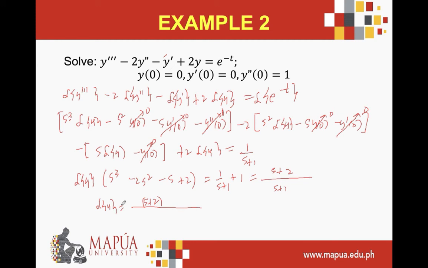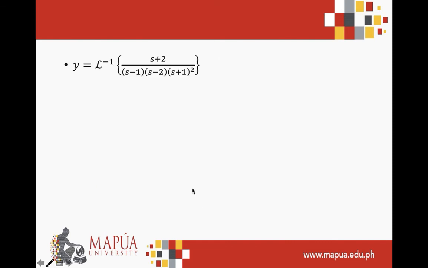You can use your calculator, so this will give you s plus 1, you can check later, s plus 1, s minus 2, and then s minus 1. So s plus 1, s minus 1, s minus 2, and then this is s plus 1 quantity squared. So let's move to the next slide, no? And then you solve for y here. When you solve for y, you get the inverse of this.